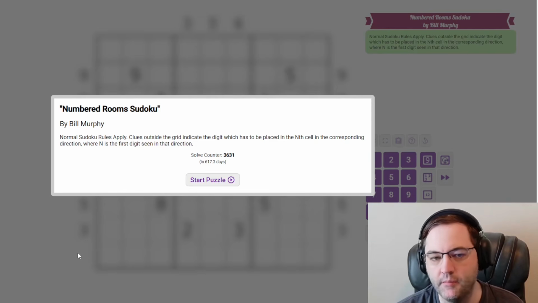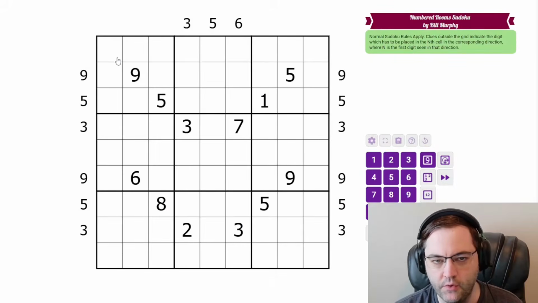I'm Philip Newman. Today I'm solving Numbered Rooms Sudoku by Bill Murphy. We have normal Sudoku rules, 1 to 9 in each row, column, and 3 by 3 box. Additionally, we have some clues outside the grid, and they indicate a digit which is in the nth cell away from the clue, where n is the first digit.